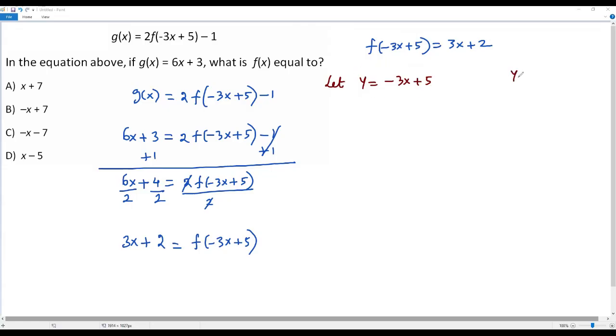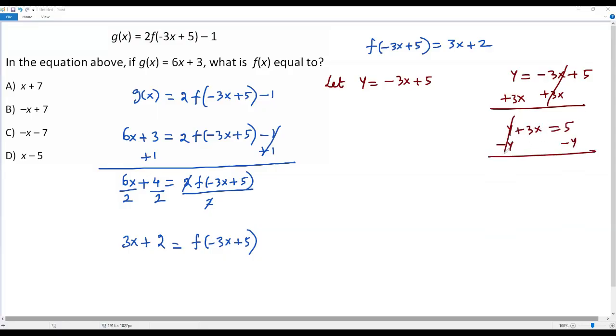Let me do it. Let me take this equation as it is: y equals negative 3x plus 5. Now let me solve for x. Let me add 3x to both sides. When I do so, the negative 3x and positive 3x cancel. Then I'm getting y plus 3x equals 5. Now let me subtract y from both sides. The positive y and negative y cancel. Then I'm getting 3x equals negative y plus 5.